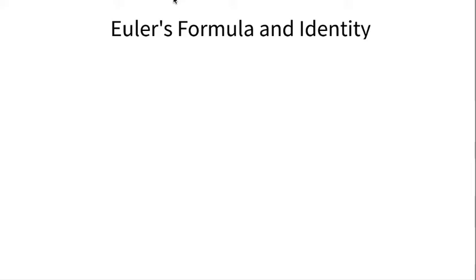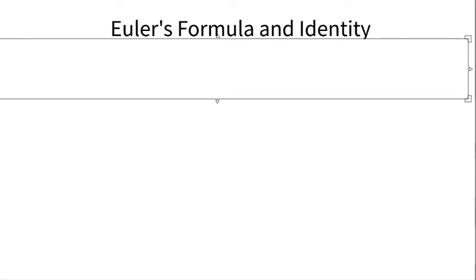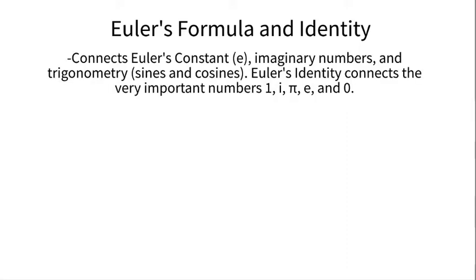I'm going to do a video about Euler's identity and formula, which are super important because they connect seemingly unrelated areas in math together in one beautiful equation and identity, I guess. So it connects Euler's constant, e, imaginary numbers, and trigonometry, sines and cosines. That's what Euler's formula does. And Euler's identity connects the very important numbers 1, i, pi, e, and 0.